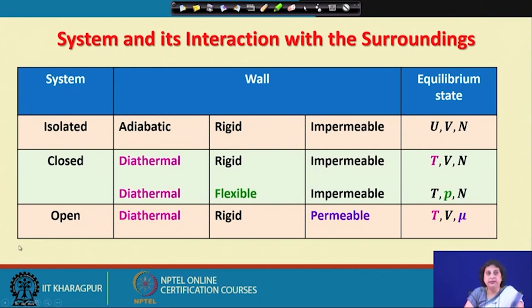And if you have an open system, you may still design the system with a rigid wall, but it may be diathermal and permeable. Let us say that it is a porous wall. In that case, the equilibrium state is going to be defined in terms of temperature, volume, and another system property which is known as the chemical potential.